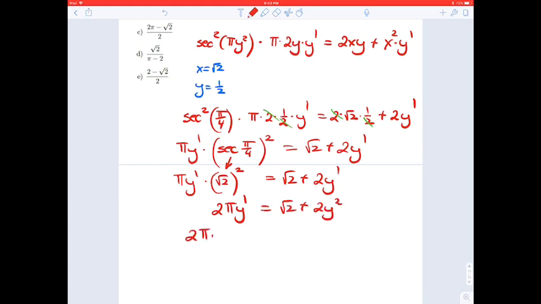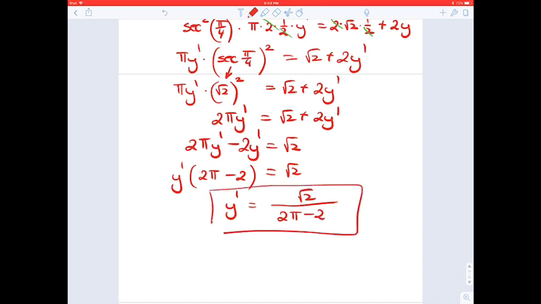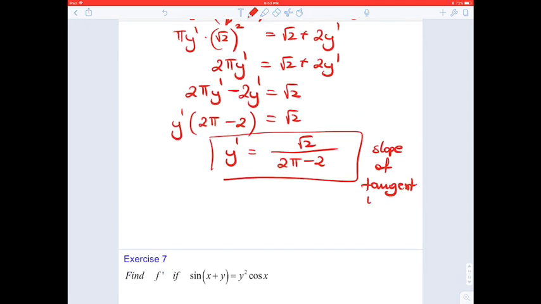And now I will keep 2 pi y prime and I will subtract 2y prime and just leave the square root of 2. Now factoring out y prime, it's leaving 2 pi minus 2 in the parentheses. And now I will divide both sides by 2 pi minus 2. And that was my right hand side. And this is a slope of tangent line at the point square root of 2, 1/2.